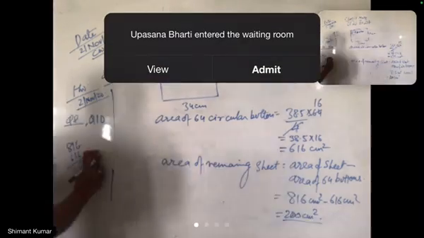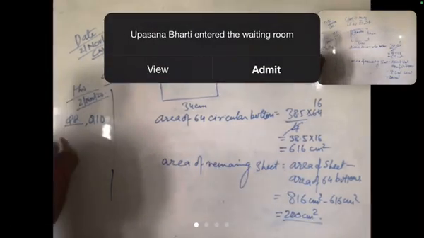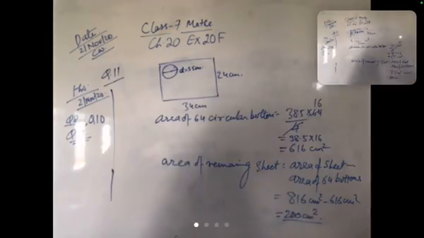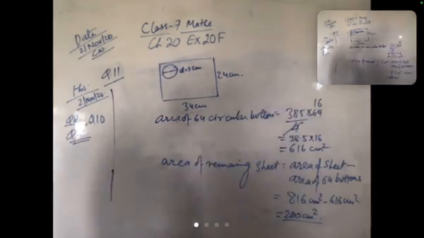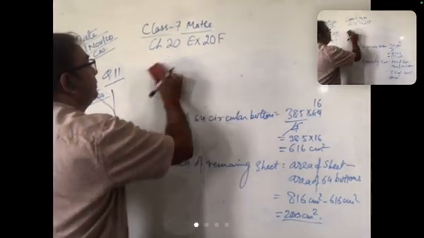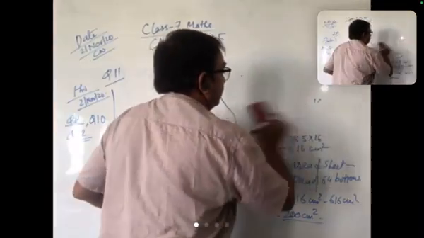Question number 12 is the same as this. You can cut out. Then question number 12 is your homework. Now we move to question number 13. Anyone read the question number 13 for me? Except Ankesh.